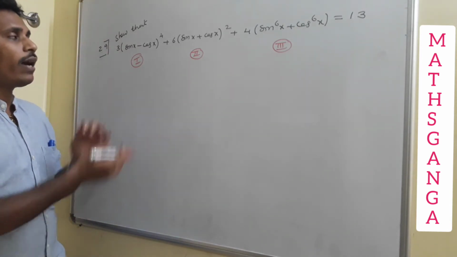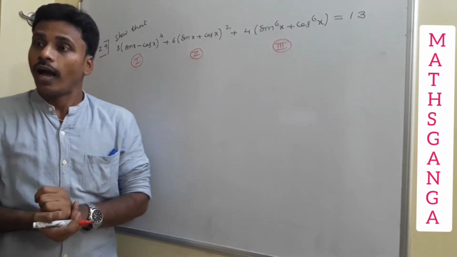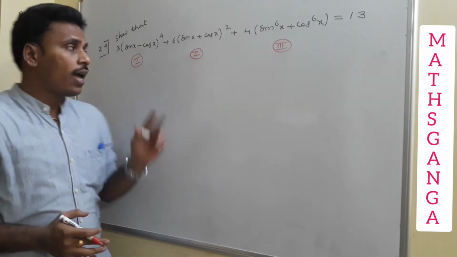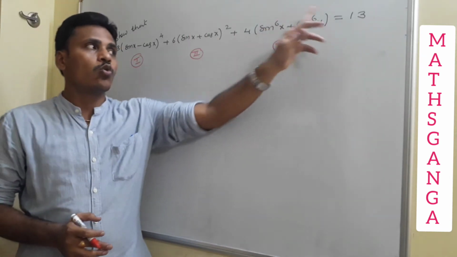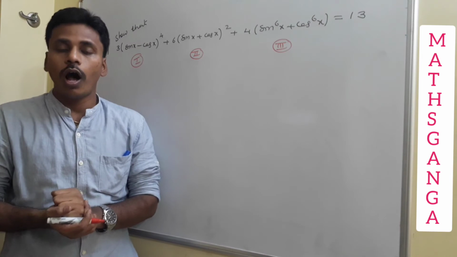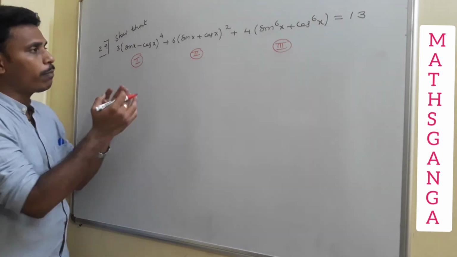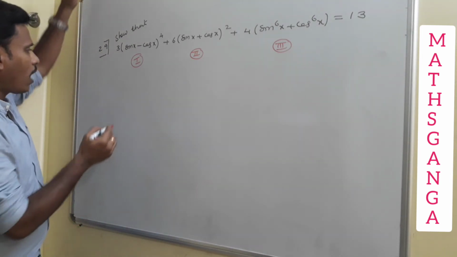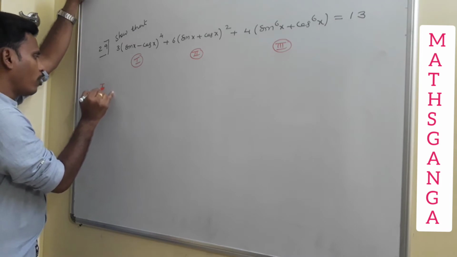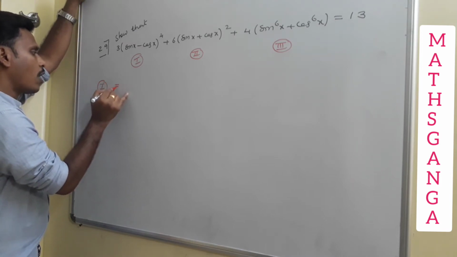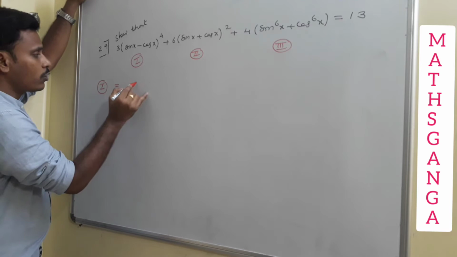We need to simplify 3 terms separately, and at the end we need to combine as per the question to get the result as 13. So our task is to simplify one by one separately. Now if you look at the first one, I am going to start with the first expression and how to simplify. See, the first expression is what actually?